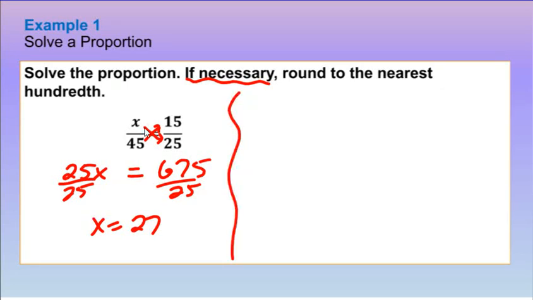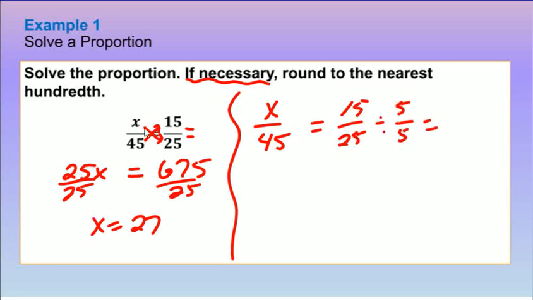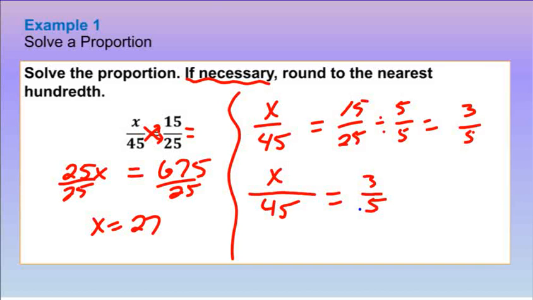Now what are ratios? Ratios are really just another way of writing a fraction. So if I have x over 45, I can reduce this one right here, 15 over 25. I can reduce this by dividing by 5 over 5, and now we get 3/5. So if x over 45 equals 3/5, I think, what do I multiply 5 by to get 45? Well, 5 times 9 gives me 45. Whatever I do in the denominator, I must do in the numerator. So that means 3 times 9 would give us 27. So that's just another way of writing that.